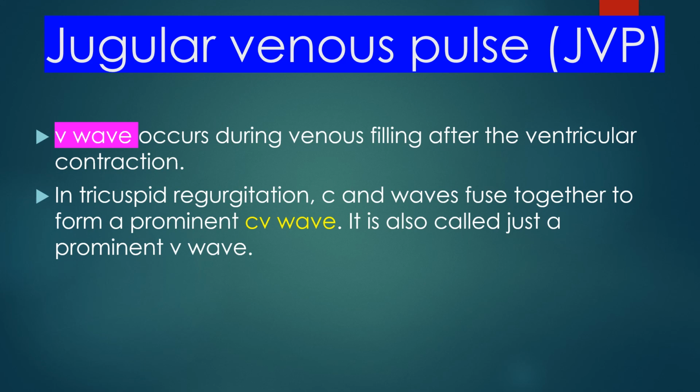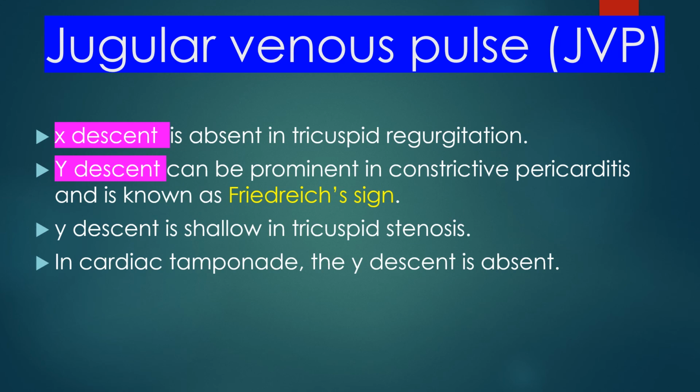In tricuspid regurgitation, C and V waves fuse together to form a prominent CV wave. It is also called just a prominent V wave. X descent is absent in tricuspid regurgitation. Y descent can be prominent in constrictive pericarditis and is known as Friedreich's sign. Y descent is shallow in tricuspid stenosis, and in cardiac tamponade the Y descent is absent.